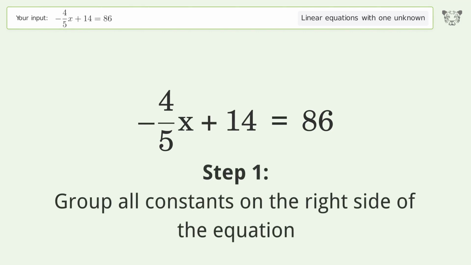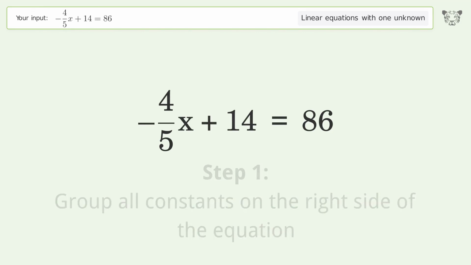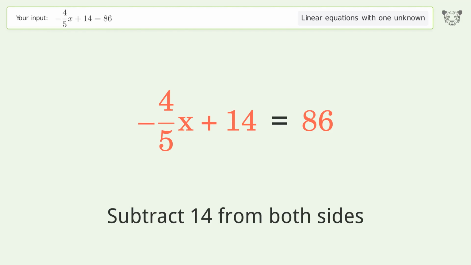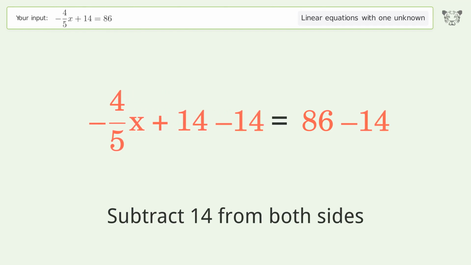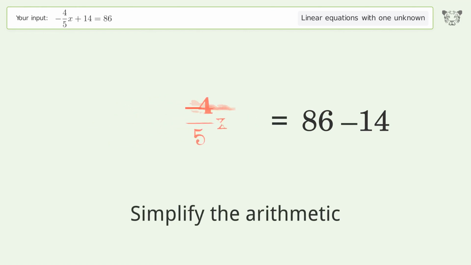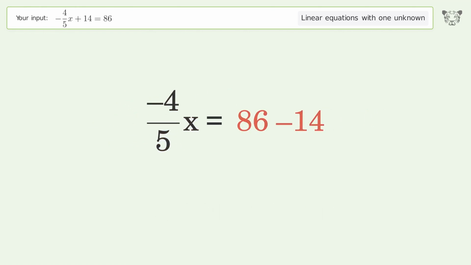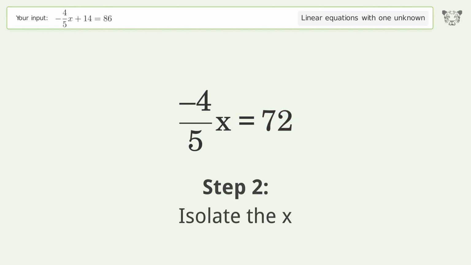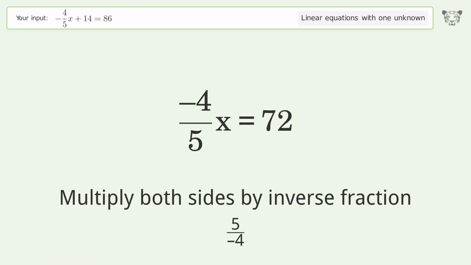Group all constants on the right side of the equation. Subtract 14 from both sides. Simplify the arithmetic. Isolate the x. Multiply both sides by inverse fraction 5 over -4.